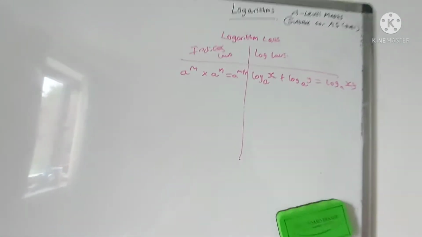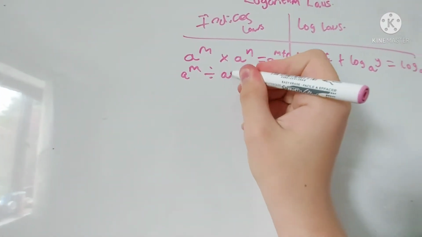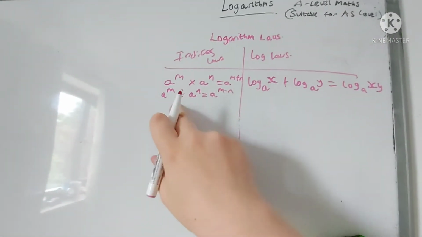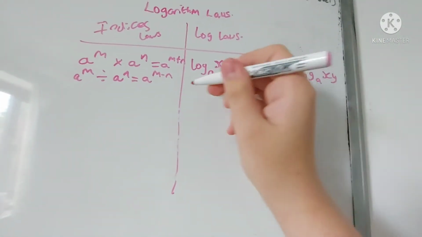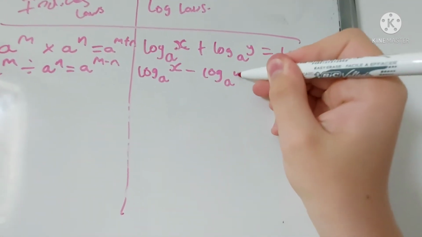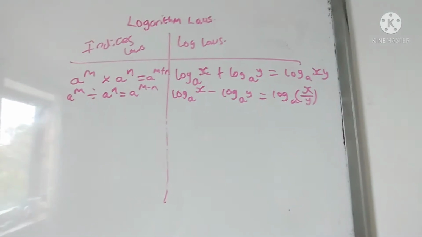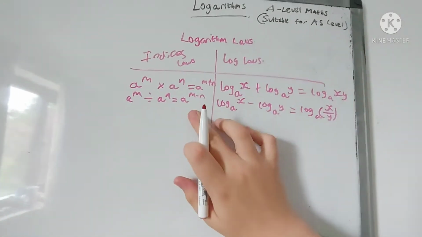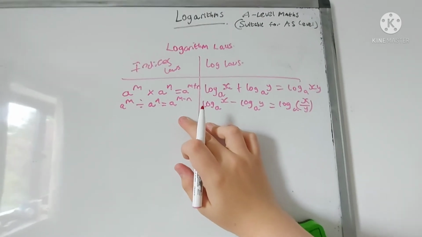Now, there's the same process with subtracting logarithms. So if I had a to the m divided by a to the n, that's a to the m minus n. Now, if I'm subtracting, I'm dividing, right? So that's what we have to do in the logarithm laws. If I have log base a of x minus log base a of y, I end up with log base a of x over y. And that's where that one comes from. So these are very, very similar, but they are also used in various methods, as you'll see in a minute.